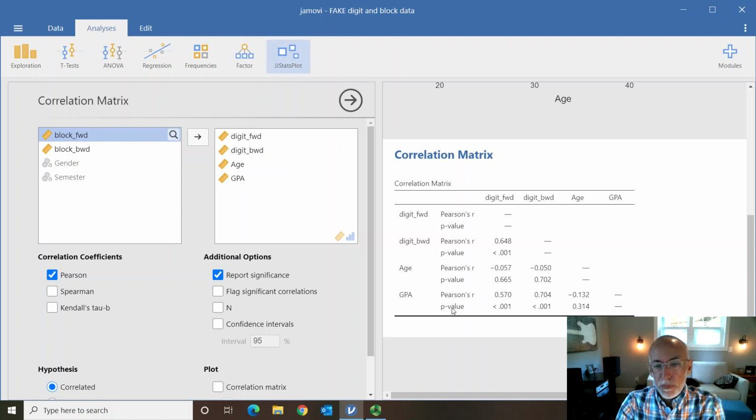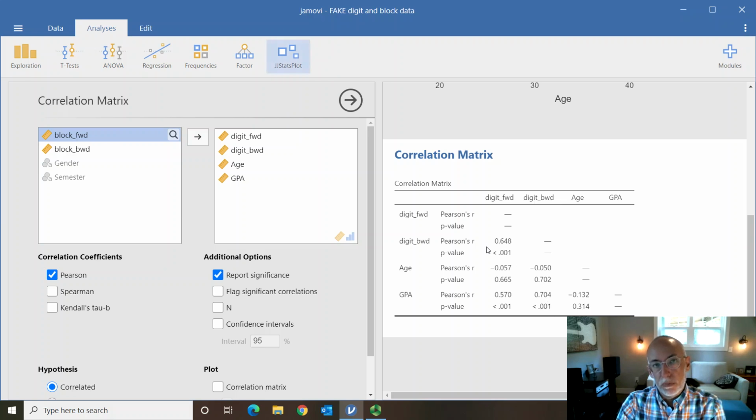We can also look at GPA and backward digit span. GPA in this phony sample data is correlated 0.7. You square that, that's 0.49. Roughly half of the variance in GPA is explained by these differences in working memory span size in digit backward tasks. They share half their variance, 0.7 squared, and it's significant.